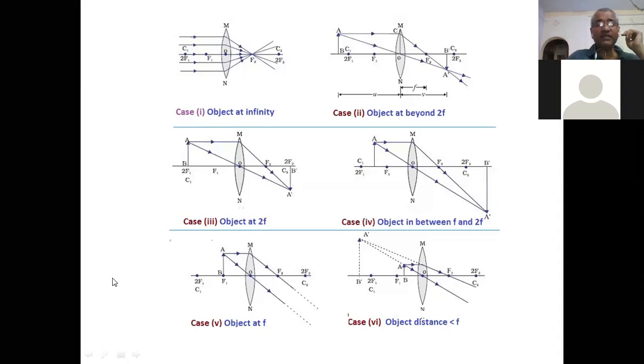Now in these 6 diagrams, where the image will form depends upon the position of the object, and accordingly the images are formed. Again, these are the diagrams I have put in this slide show to demonstrate what we mean by geometrical optics. So don't remember all these diagrams. You remember only what you mean by geometrical optics.